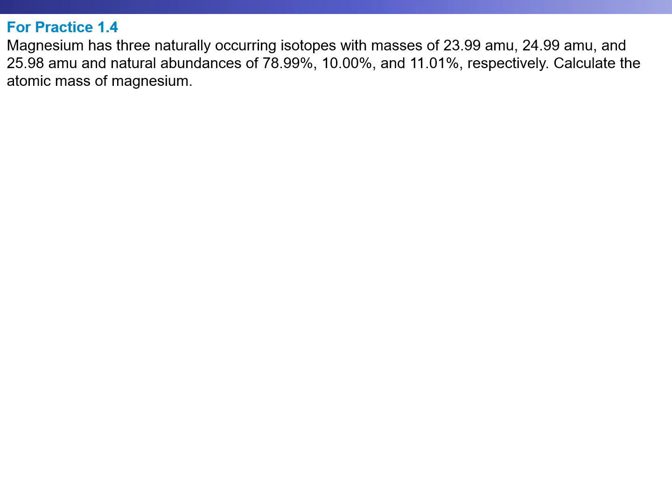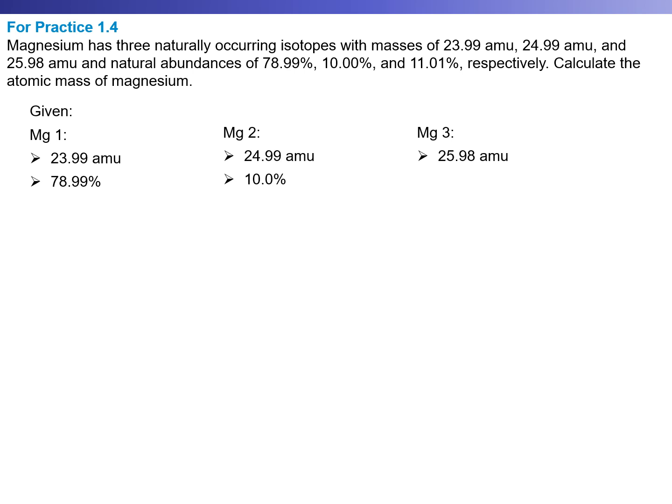And we are to calculate the atomic mass of magnesium. I always like to take what I'm given and just spell all of that out. So we're going to take the information for our first isotope of magnesium, and we know that it has an atomic mass of 23.99, and it shows up at 78.99% in a natural sample of magnesium. Isotope of magnesium number 2 comes in with 24.99 atomic mass units, and it shows up about 10% of the time. And the third version has an atomic mass of 25.98, and it shows up 11.01%.